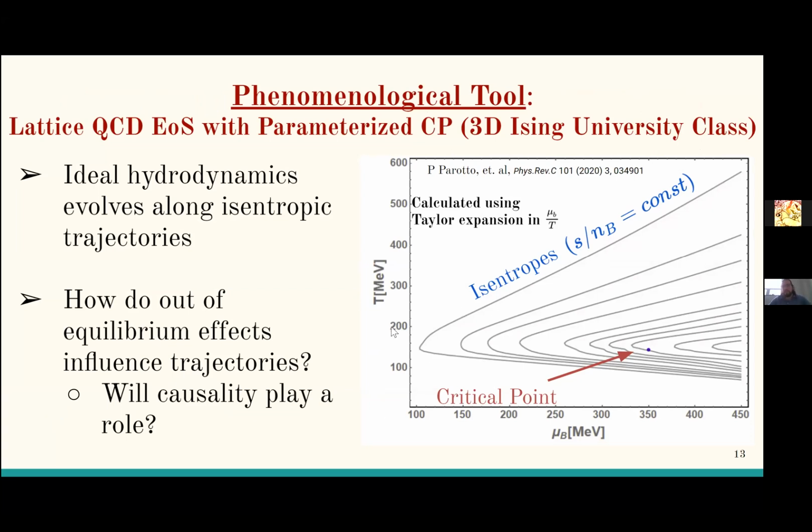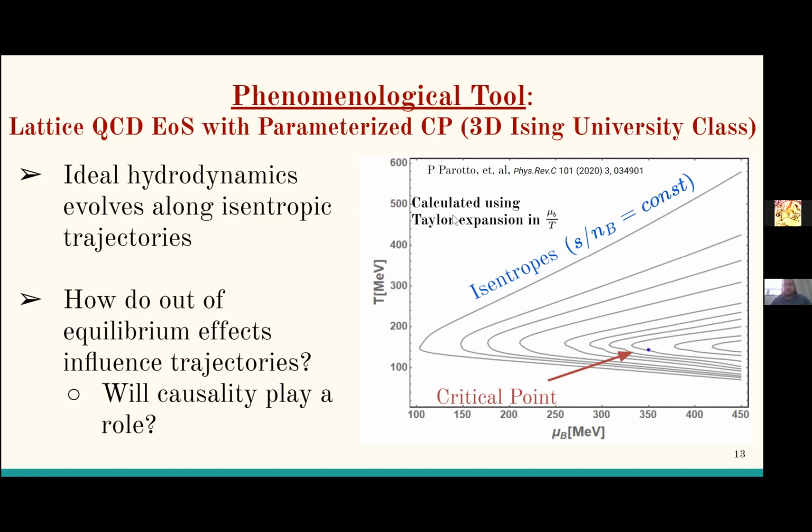and close to the temperature axis, the system without the critical behavior is just taken from a Taylor expansion in mu_B over T, and then you paste on this 3D Ising model universality class critical point and do the matching and make sure it's all thermodynamically consistent. And this gives you an equation of state that has the physics of QCD at mu_B equals 0, but then has critical Ising model universality class at higher chemical potentials.